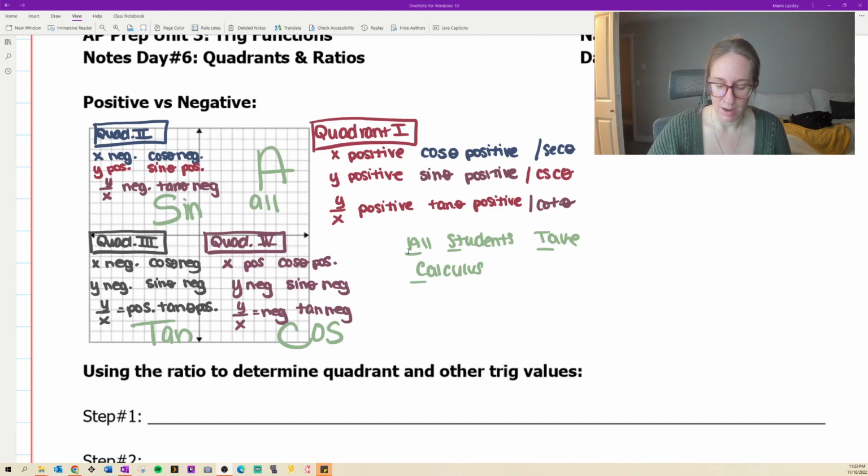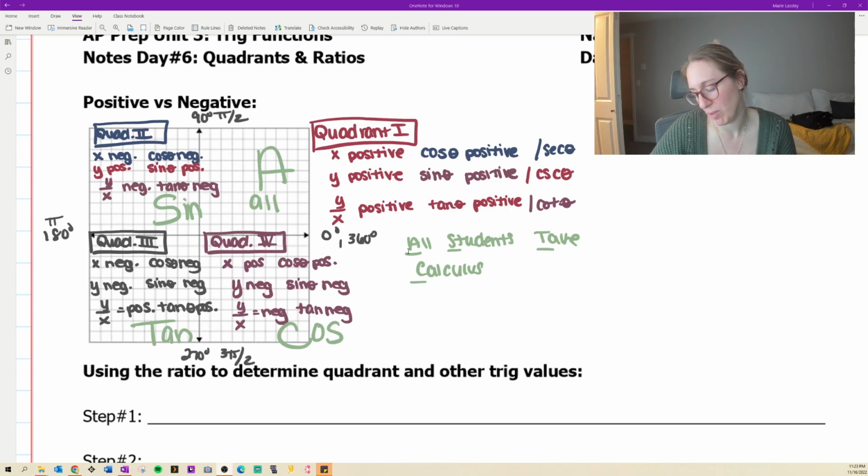Another thing I want to put on here because it's important, just a reminder: this is 0 degrees, this is 90 or pi over 2, this is 180, which is also pi, this is 270, which is 3 pi over 2, and this is 360 or 2 pi. Now we're going to be doing some reference triangle work and applying it to our coordinate plane. So here we go.